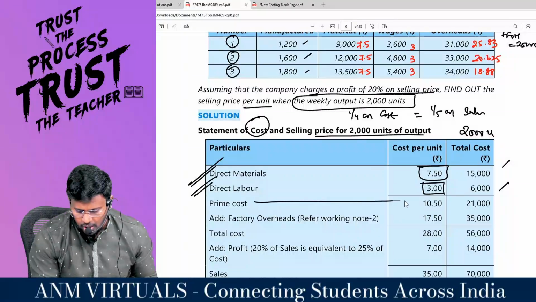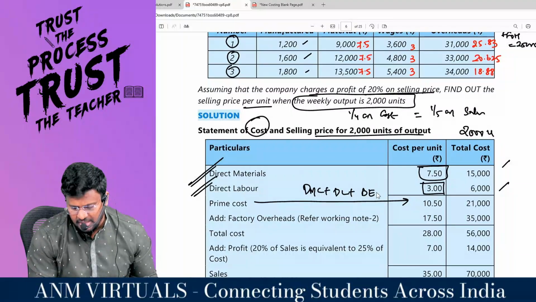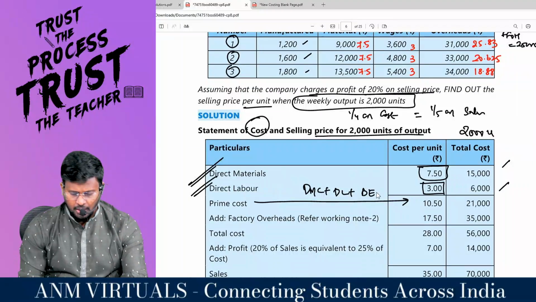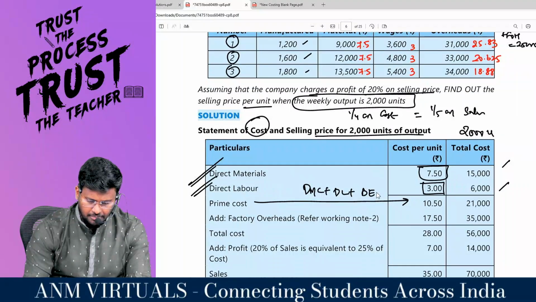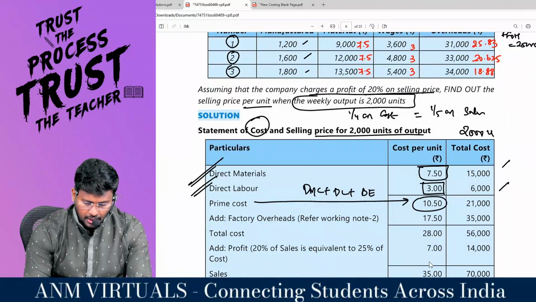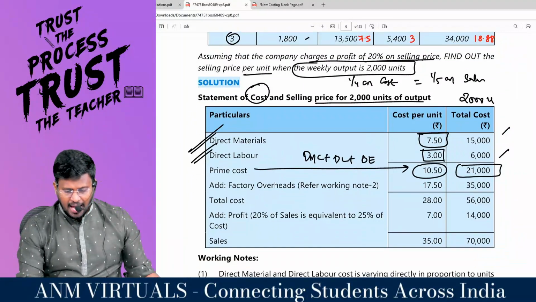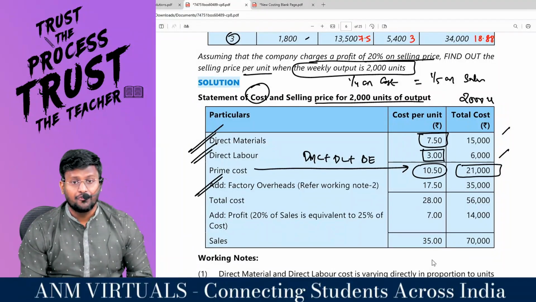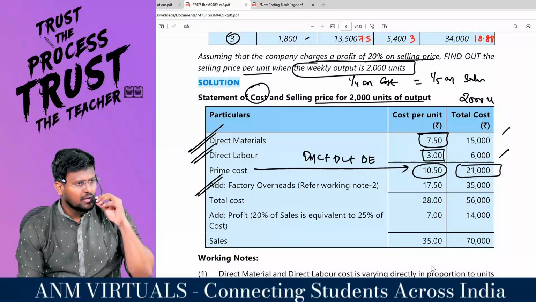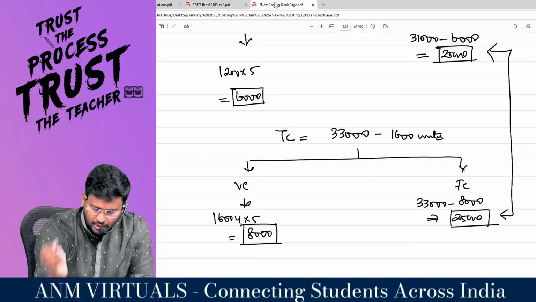You will get the prime cost, because direct material consumed plus direct labor plus direct expense is the prime cost. So 7.5 plus 3 comes to 10.5 is the prime cost per unit. For how many units? Into 2,000 comes to 21,000. Comfortable? Add what overhead? Factory overhead. Sir, factory overhead I have to determine now.